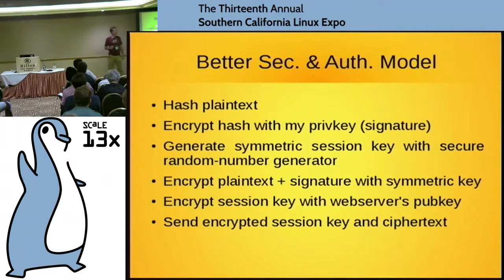Then I generate a symmetric session key, right? So that means I also need a secure random number generator. And this is why I said ultimately we're going to have to generate secrets all the time, every time we connect to a web page, because I make a session key for a fast cipher. And then I encrypt the plain text and the signature with that symmetric cipher, and then I encrypt only the session key with my public key, because that also is short, and then I send the encrypted session key and the ciphertext. And that's a much closer model to what really happens.